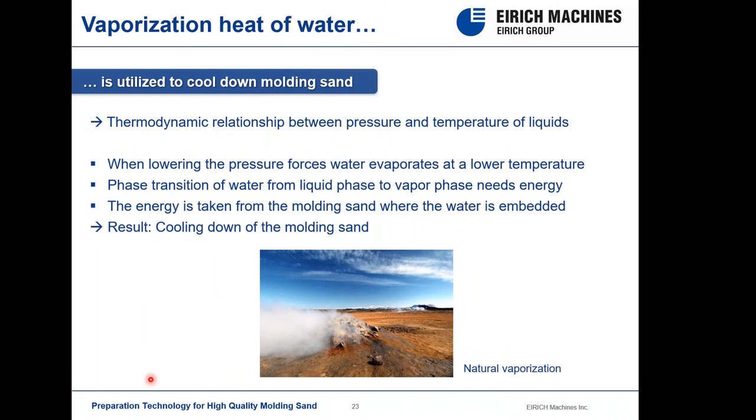So how do we do this? Well, we use the vaporization heat of water to cool down the molding sand. There's a thermodynamic relationship between the pressure and temperature of liquids. So when we lower the pressure, the water evaporates at a lower temperature. Once we have this phase transition from liquid water to vapor, we are moving energy away from the sand due to this evaporation of water. And that way, at the end of this process, we have a cooling down of the molding sand in the same mixer.